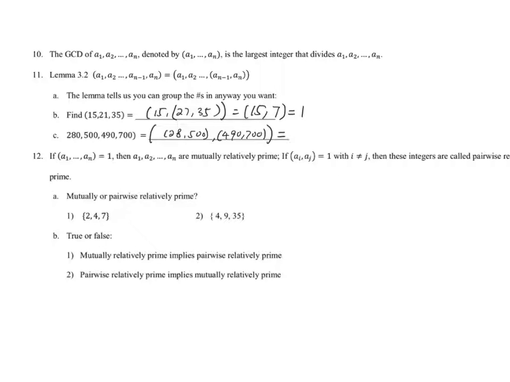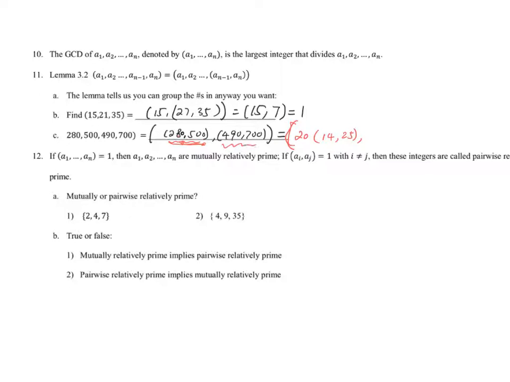Now, let's continue. This is 280. One way to simplify is that I see a common factor 10. I also see that 2 can be factored out. So for the first part, I'm going to factor out 20. When I factor out 20 from 280, you are left with 14. From 500, you are left with 25.